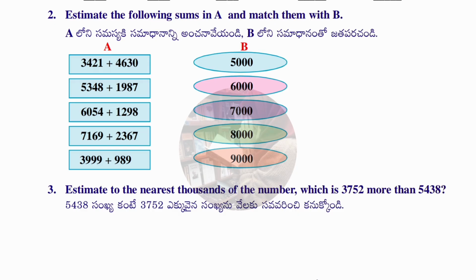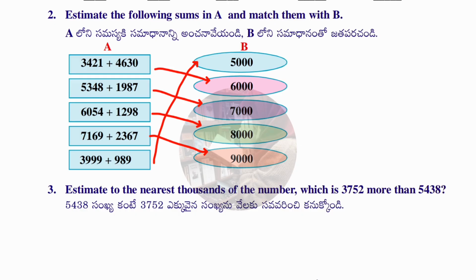So 3421 plus 4630 is equal to 6000. Match it correctly. Then 5348 plus 1987 is 7000. Match it correctly. Then 6054 plus 1298, which is equal to 8000. Match it correctly. Then 7169 plus 2367 is equal to 9000. Match it correctly. Then 3999 plus 989 is equal to exact 5000. So match it correctly.